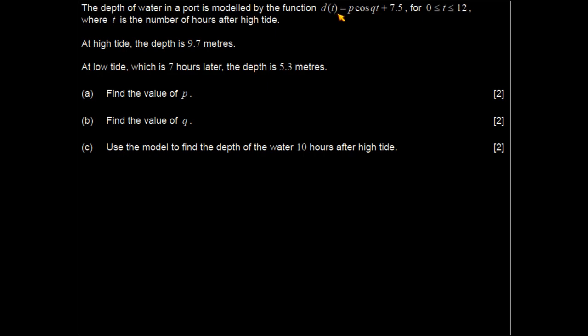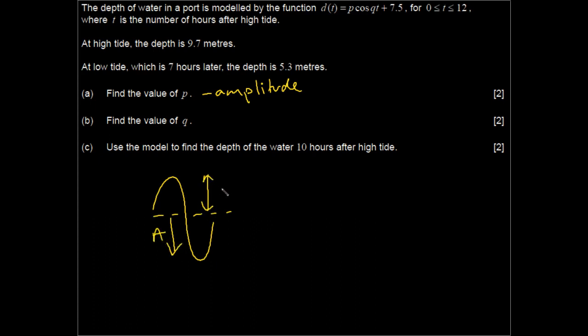So if we look here at the function, p is the multiplier for the cos function. So p is basically going to be the amplitude of the wave. Now the amplitude is the distance between the peak and the center. So that would be the amplitude, and that would also be the amplitude. Now we know that the peak is here, 9.7.